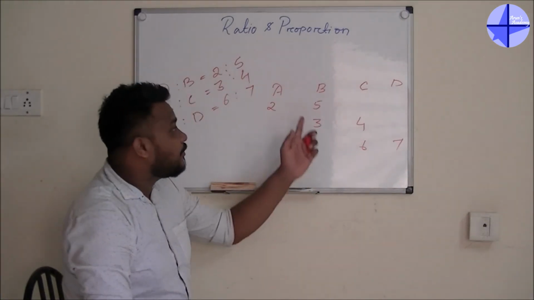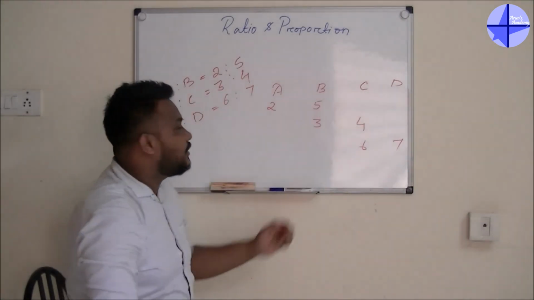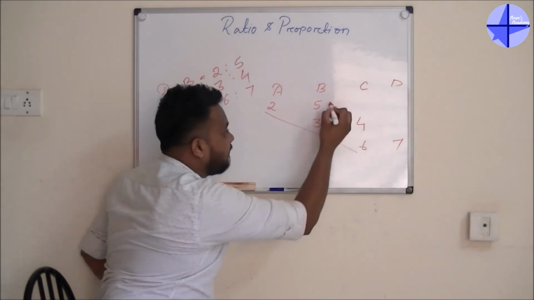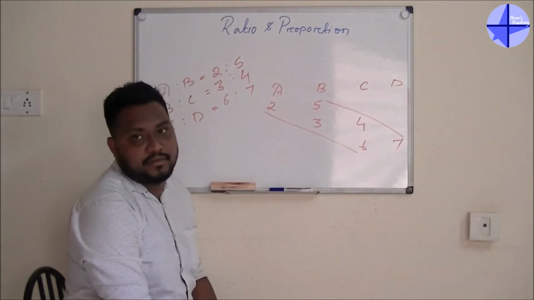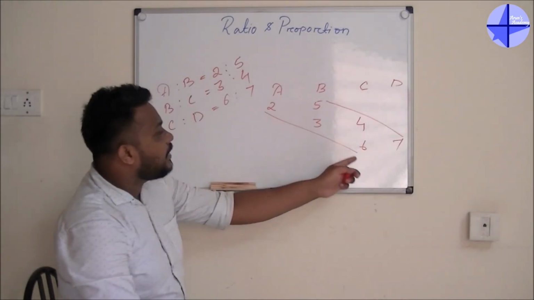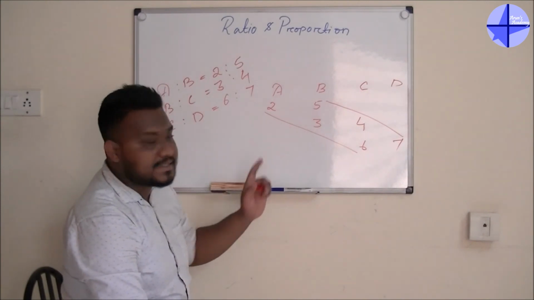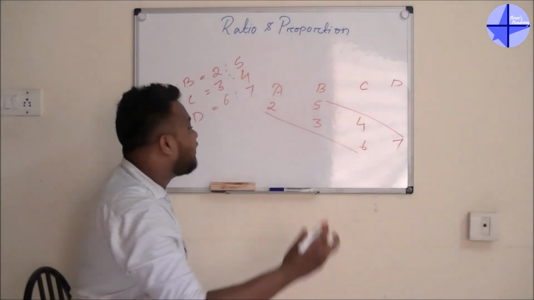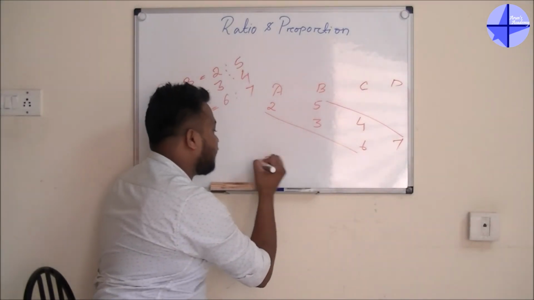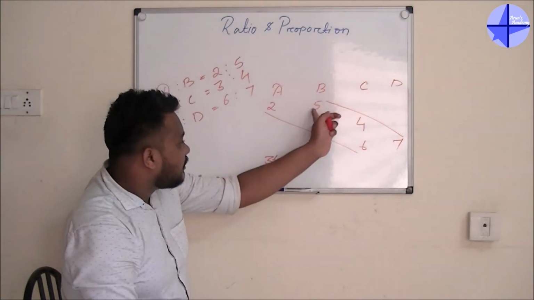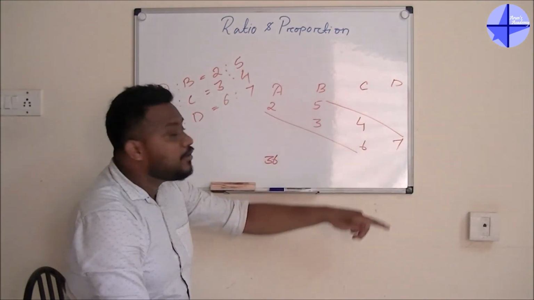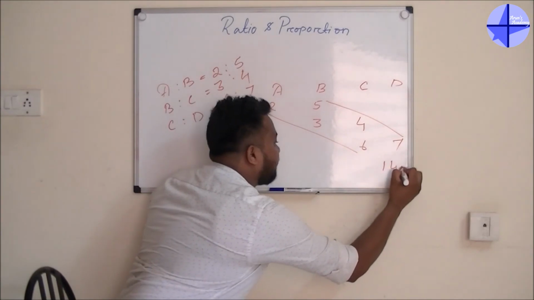Guys, whenever you are going for A is to B is to C is to D, the first one is cross multiplication, the last one is also cross multiplication. So 2 into 3 into 6. What is 2 into 3? 6. 6 into 6? 36. I'll write 36 here. We'll go for the last one. 5 into 4, 20. 20 into 7, 140.